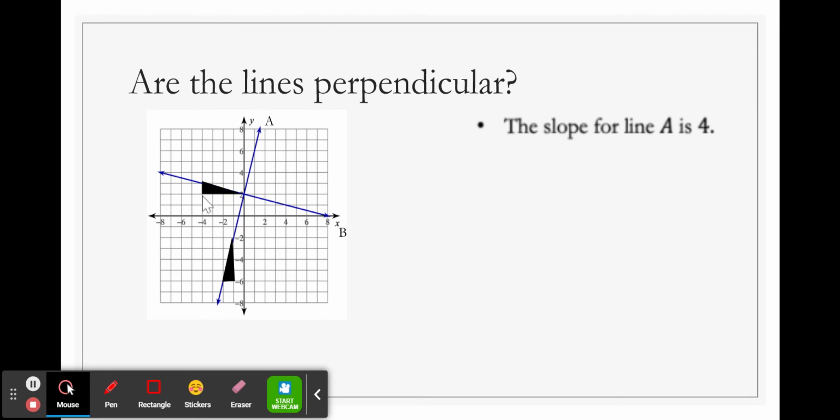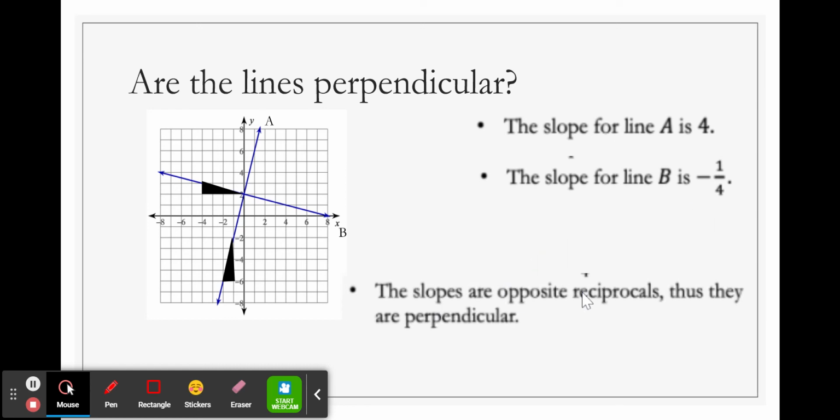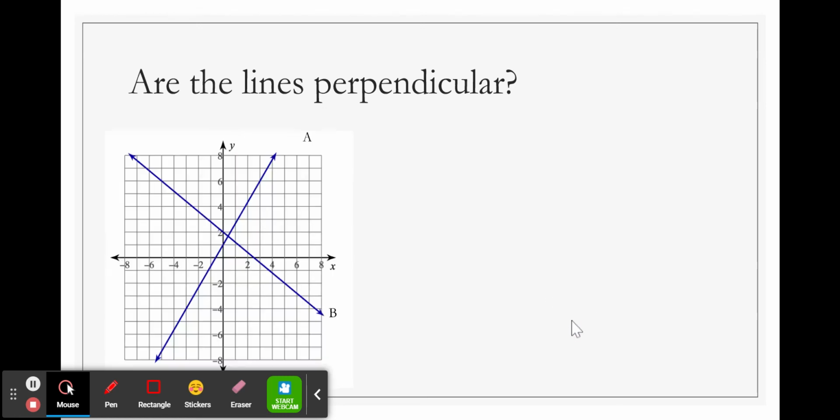Then line B, our rise is down 1 over 1, 2, 3, 4. So our slope is -1/4. So since they're opposite reciprocals, we can say they are perpendicular.